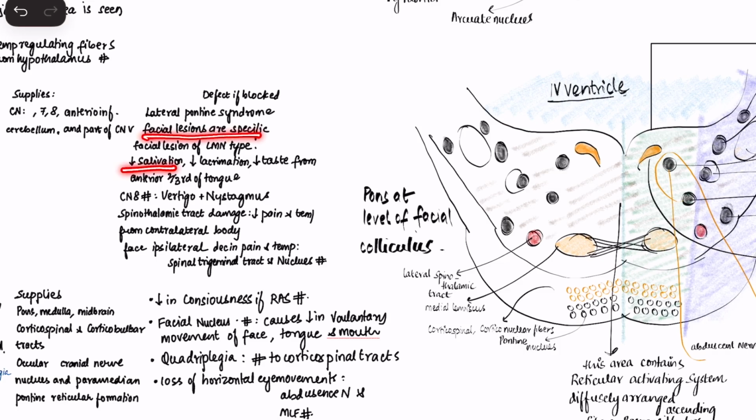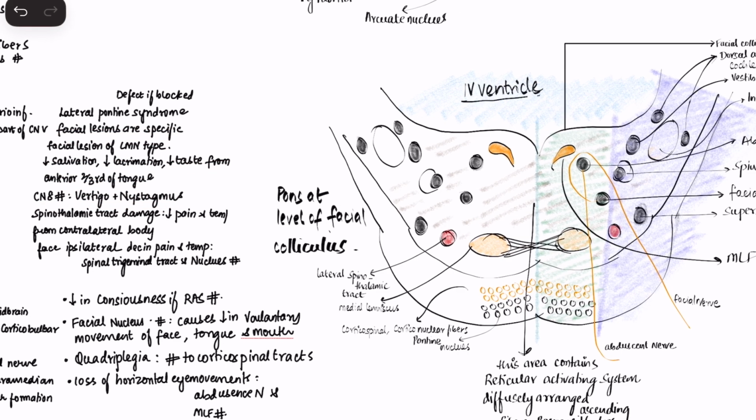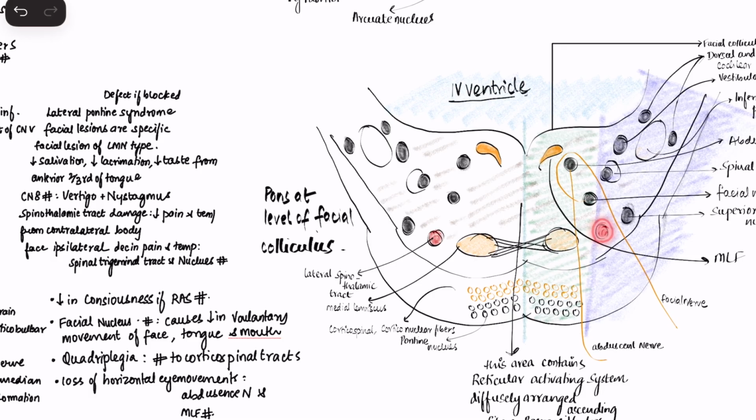There is decreased salivation, lacrimation, and taste from the anterior 2/3 of the tongue. Right. Since cranial nerve 8 is damaged, there is vertigo and nystagmus. Again, spinothalamic tract is damaged, so there is decreased pain and temperature from the contralateral side of the body. And in the face there is ipsilateral decrease in pain and temperature, again because of the spinal trigeminal nucleus damage.